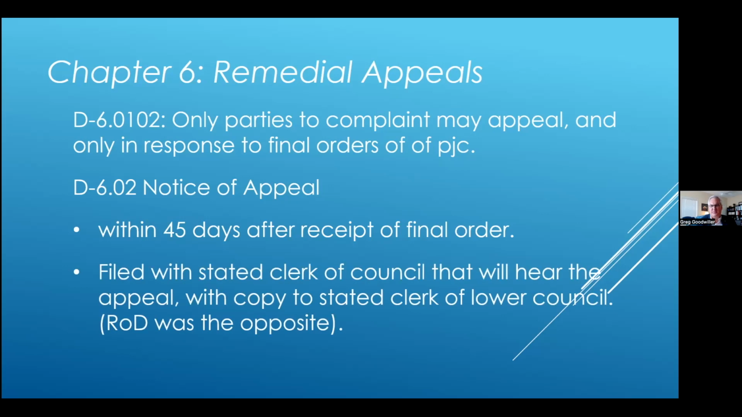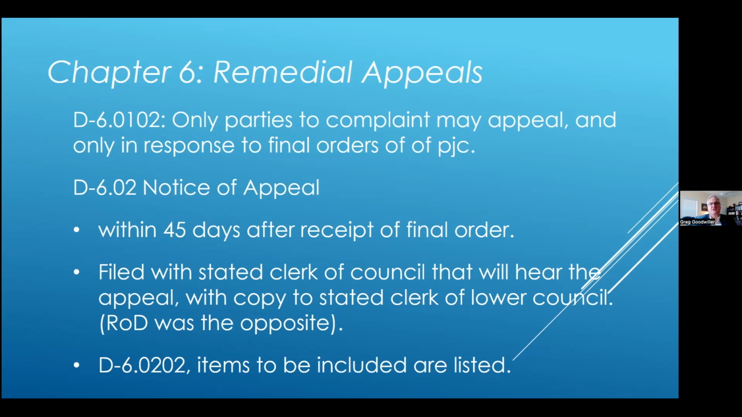It just never made sense to me that you filed that notice with the stated clerk of the level that issued the ruling. Both of them get it anyway, but it seemed to me that you should file it with the stated clerk of the level that's going to conduct the appeal, just the way you file the complaint with the stated clerk of the body that is going to hold the trial. So you file the appeal with the clerk of the council that will hear the appeal, with a copy to the stated clerk of the lower council. In the old rules of discipline, it was the other way around.